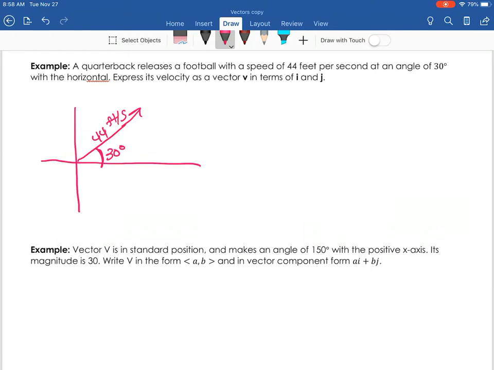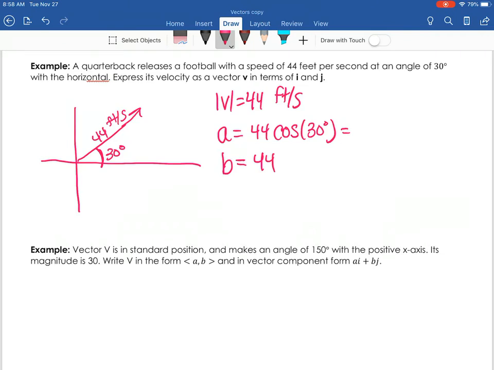And we need to do the same thing. We need to write this vector in terms of i and j. So I know my magnitude is 44 feet per second, and I need to find my a and my b. My a is 44 times cosine of 30 degrees. My b is going to be 44 times sine of 30 degrees.